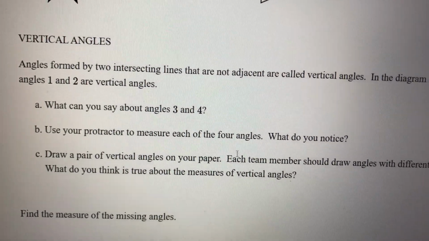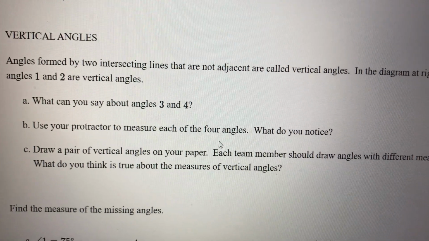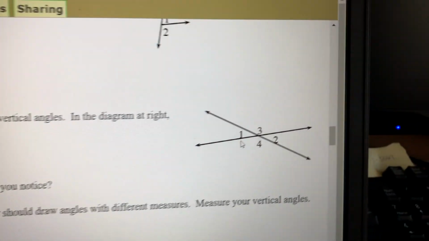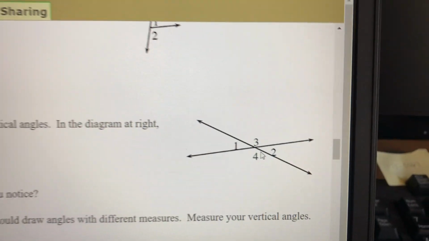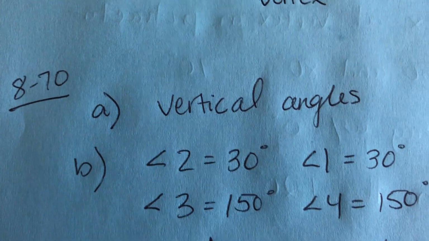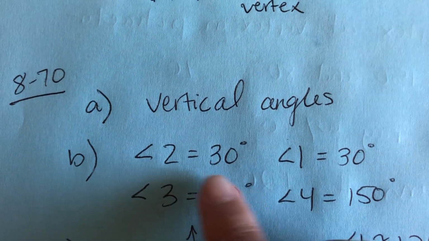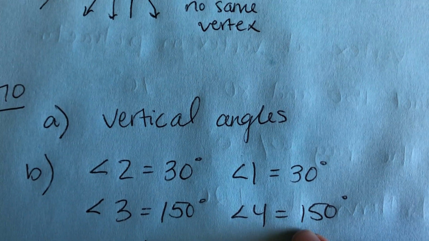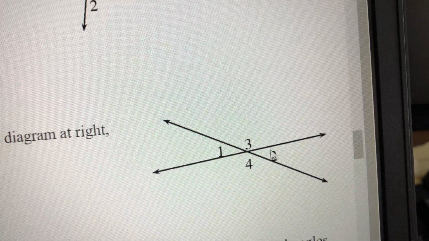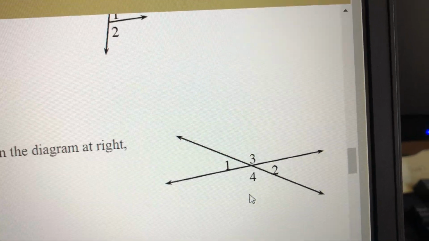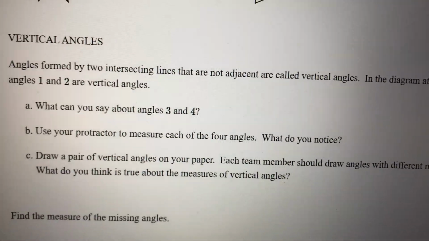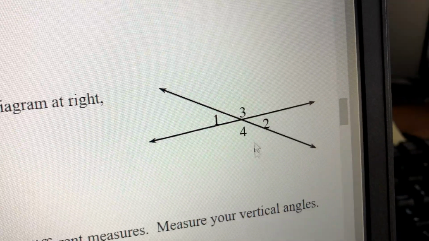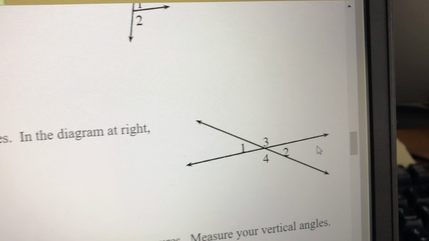Part B, use your protractor to measure each of the 4 angles. And what do you notice? So I'm just going to skip through this part. I already measured them with my protractor, and I got angle 2 is 30, angle 1 is 30, angle 3 is 150, and angle 4 is 150. So 1 and 2 are both 30, and angles 3 and 4 are 150. So we notice 3 and 4 are equal, and 1 and 2 are equal.